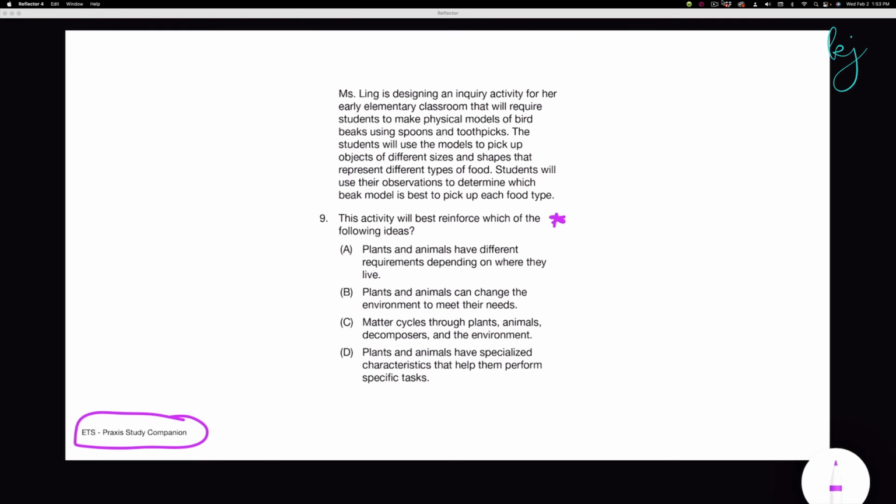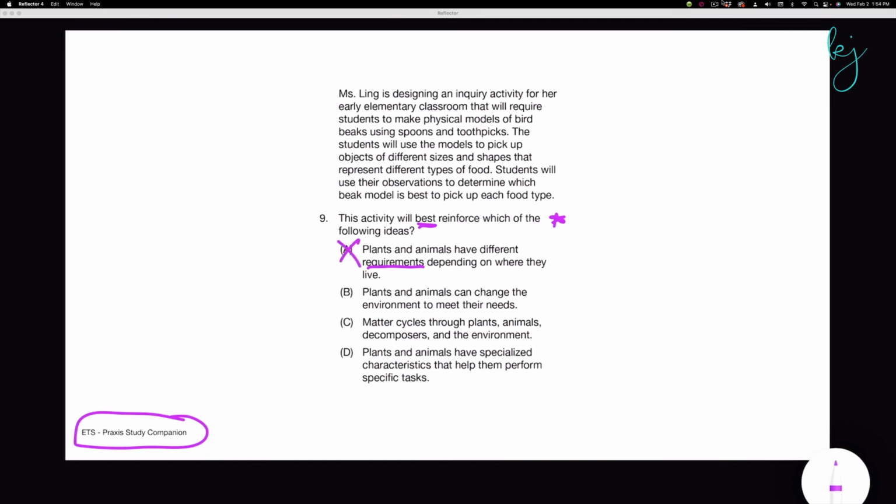This activity will best reinforce which of the following ideas? A, plants and animals have different requirements depending on where they live. I've never heard about plants and animals having different requirements. I don't like that. I'm going to cross it off.